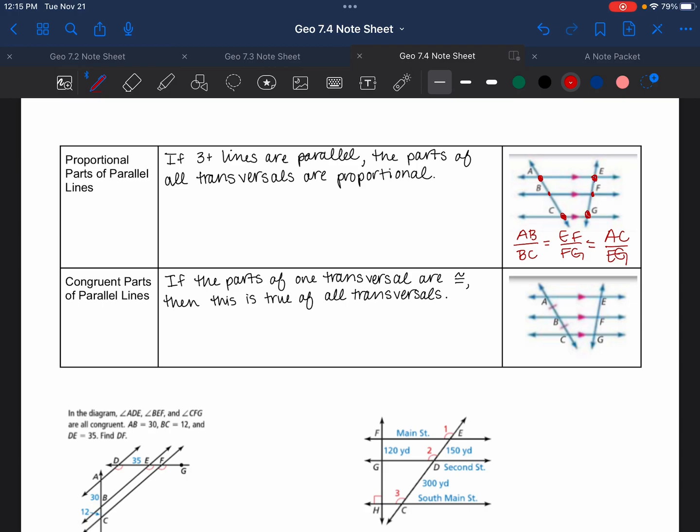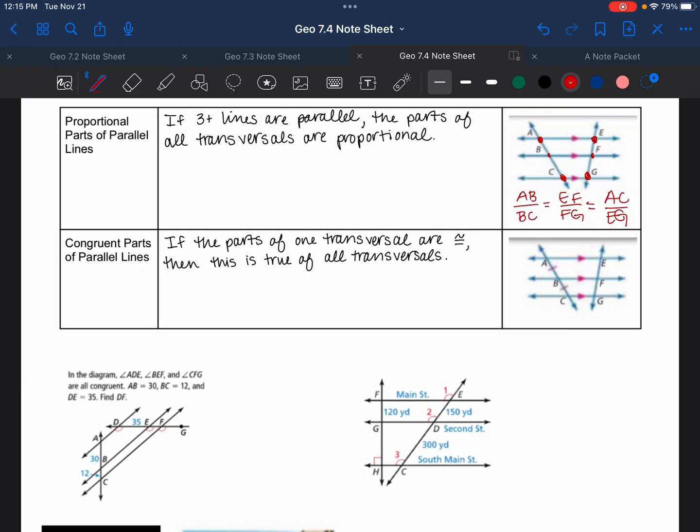And then congruent parts of parallel lines. You have the same situation, but for one of the transversals, the parts are all congruent. So AB is congruent to BC. That means it's true for all transversals. So EF is cut into congruent parts to make FG. All right.